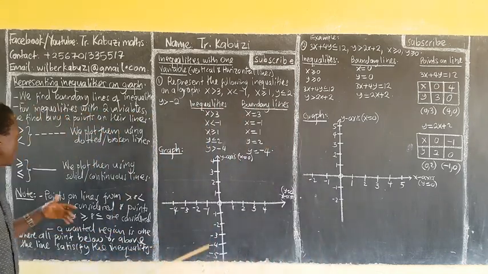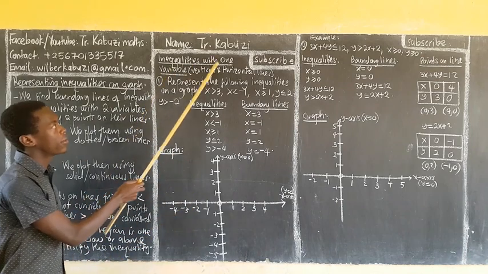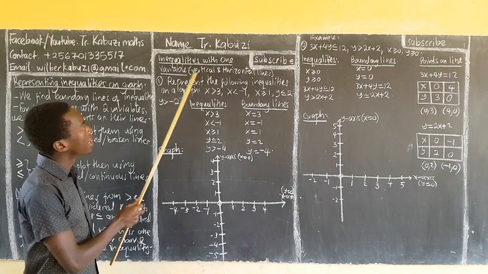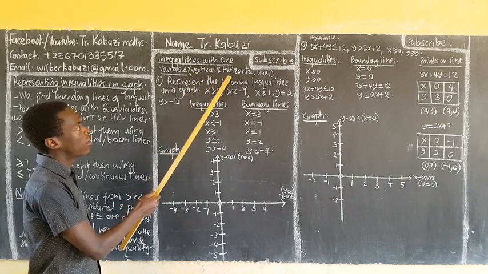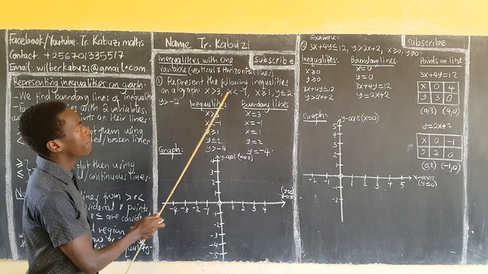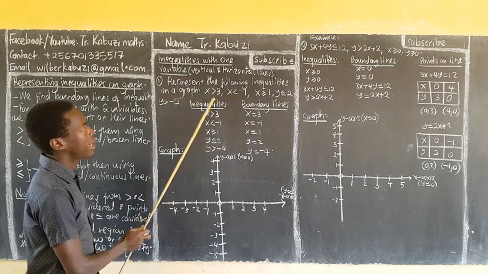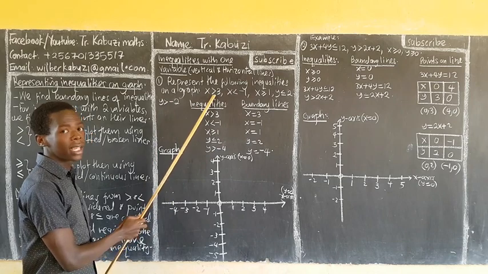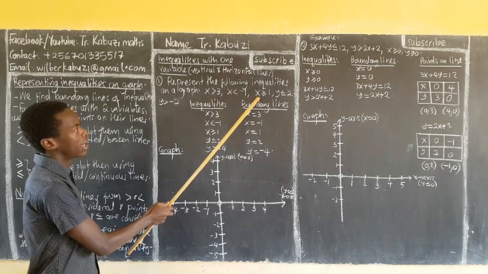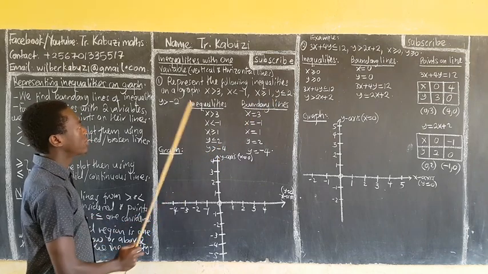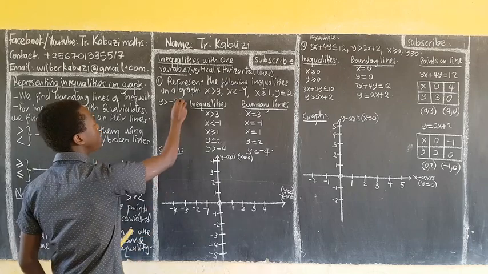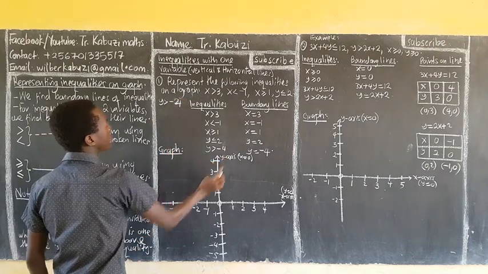Now we are going to see the first example: inequalities with one variable. Here they have only one variable, either x or y. They are sometimes called vertical or horizontal lines. Example: represent the following inequalities on a graph. They give you x greater than 3, x less than negative 1, x greater than or equal to 1, y greater than or equal to 2, and y greater than negative 4.